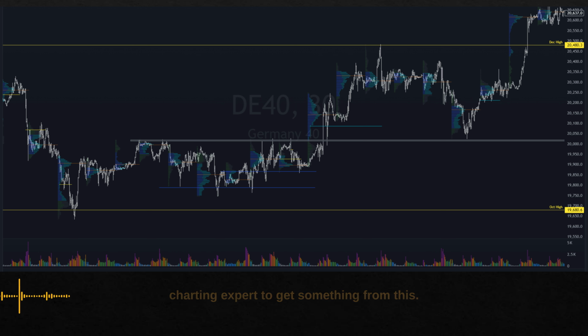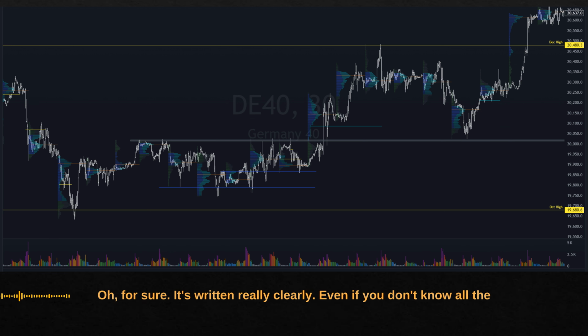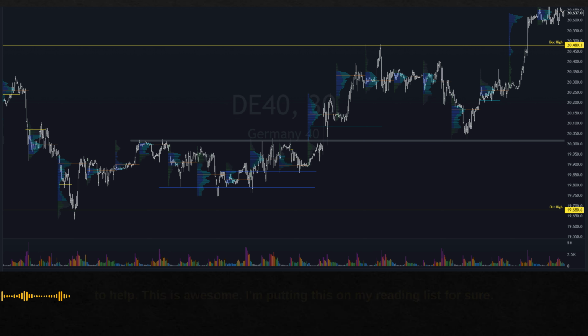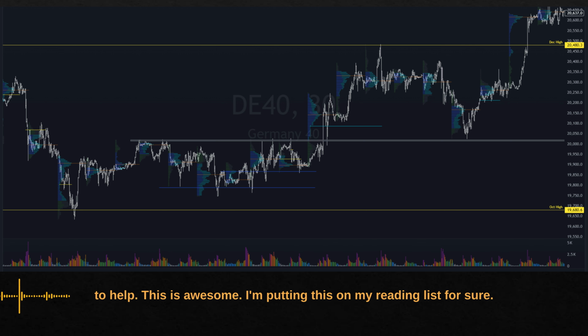You don't have to be a charting expert to get something from this. Okay, good. It starts with the basics and then adds those more advanced things on top gradually. So even a beginner can get something out of it. Oh, for sure. It's written really clearly, even if you don't know all the fancy terms. Plus, tons of pictures and charts to help. This is awesome. I'm putting this on my reading list for sure.